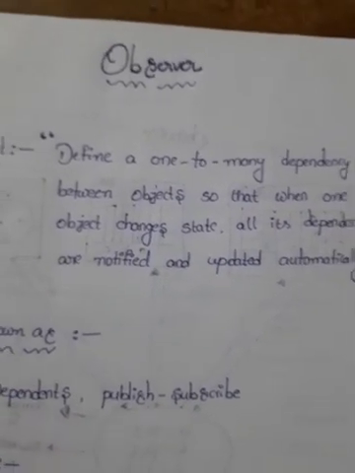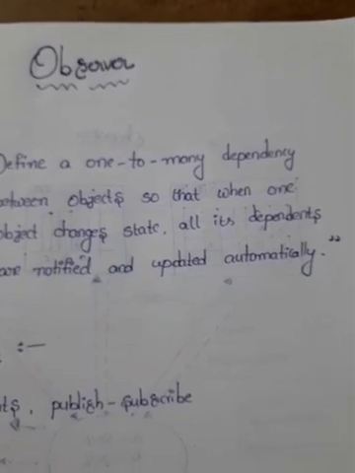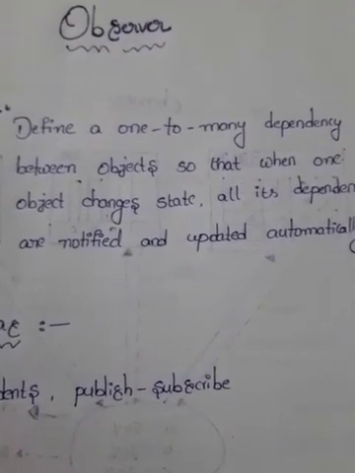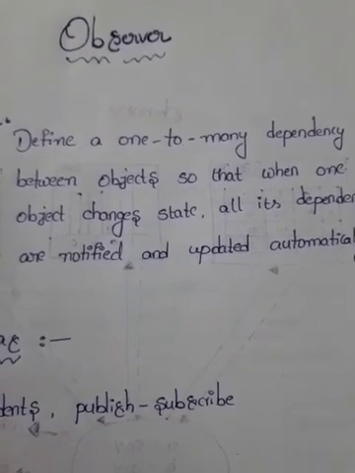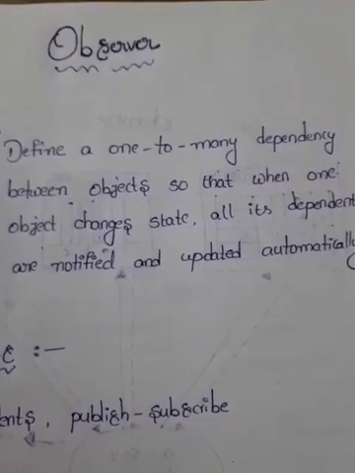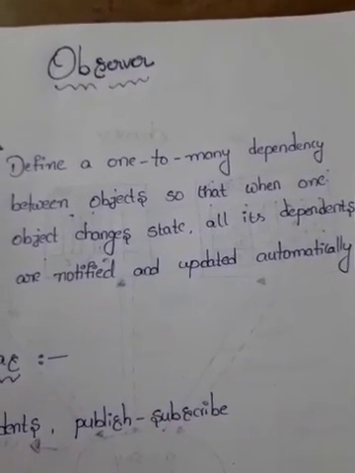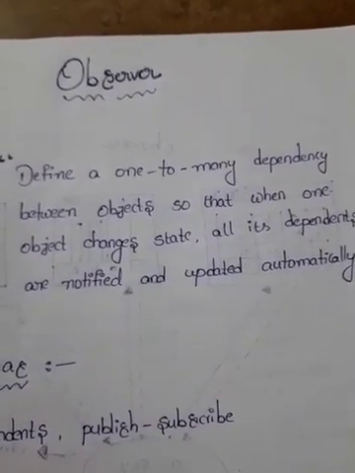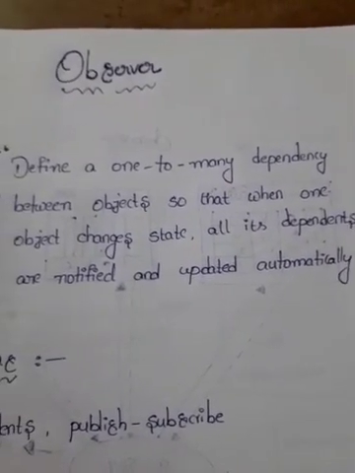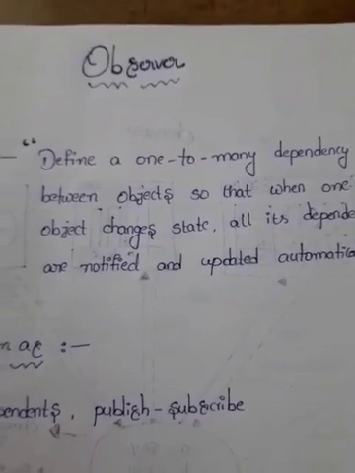That means when there is a one-to-many relationship between objects, such as if one object is modified, its dependent objects are to be notified automatically. That is the intent of this observer pattern.